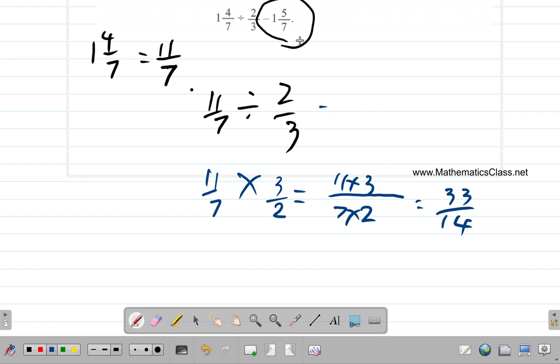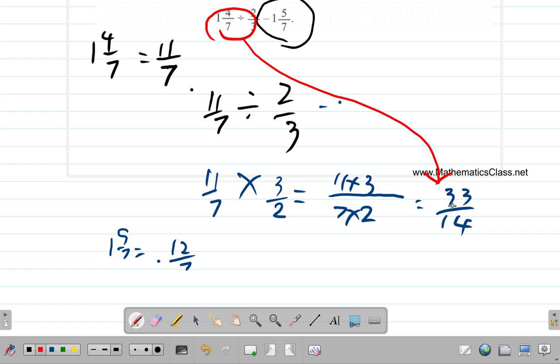But then you have to look up here. Remember you have the 1 and 5/7 minus from it. So the 1 and 5/7, what does that become? 7 times 1 is 7, and 7 and 5 is how much? 12. So this is 12/7. So all of this part, remember, amounts to 33 over 14. You see it?